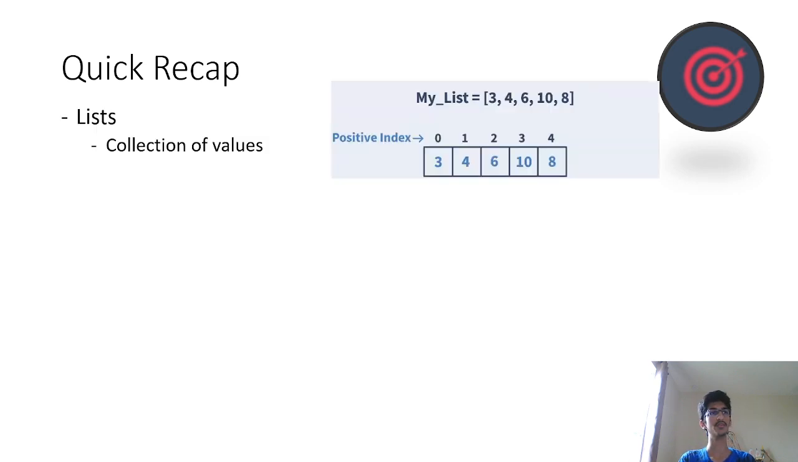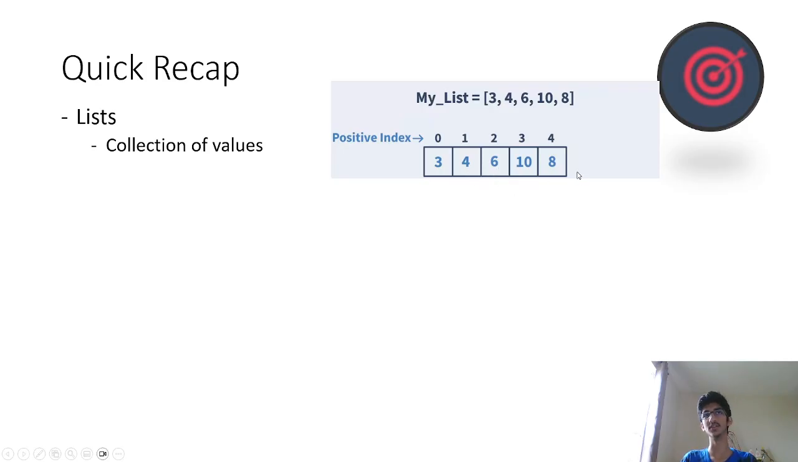So just a quick recap from our last class on Tuesday. We talked about lists, and lists are basically a collection of values. Similar to strings, lists have indexes. So it's like 0, 1, 2, 3, 4, because computers start counting from 0. At every index you can store a separate value. So in this case, it's 3, 4, 6, 10, 8.